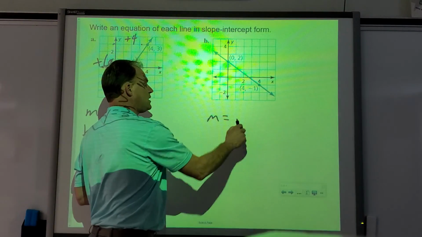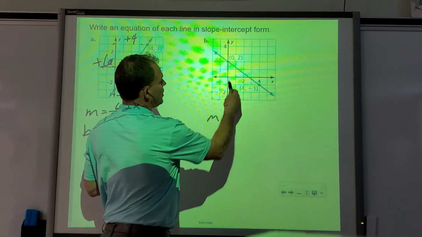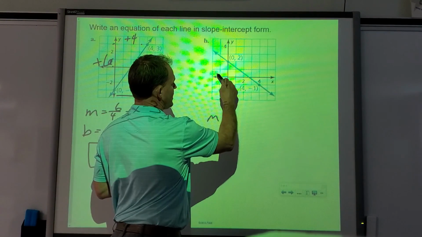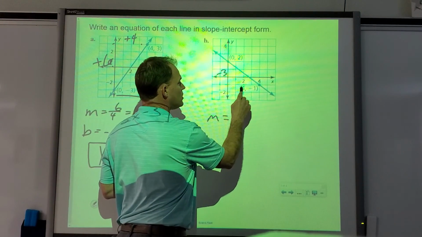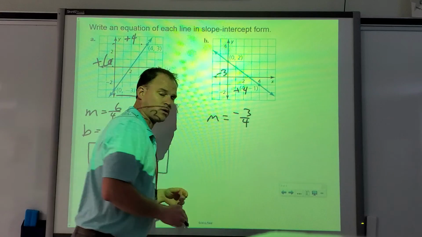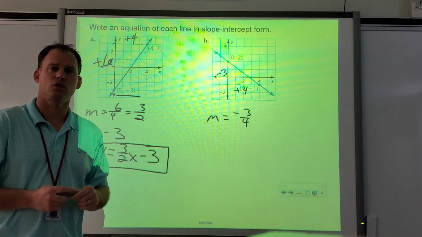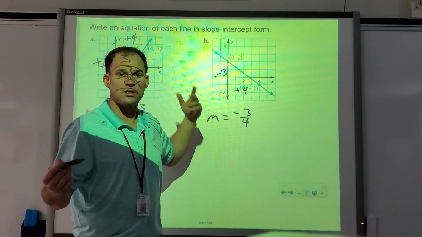I need to find the slope, rise over run. In this case, it's going down, so it's 1, 2, 3. It's -3 because it's going down, and then 1, 2, 3, 4, +4. So -3/4 is the slope. Down 3, right 4. Okay, just count.